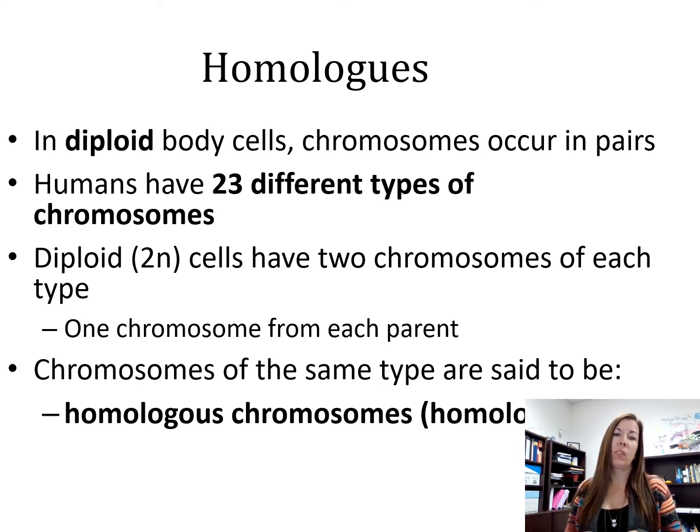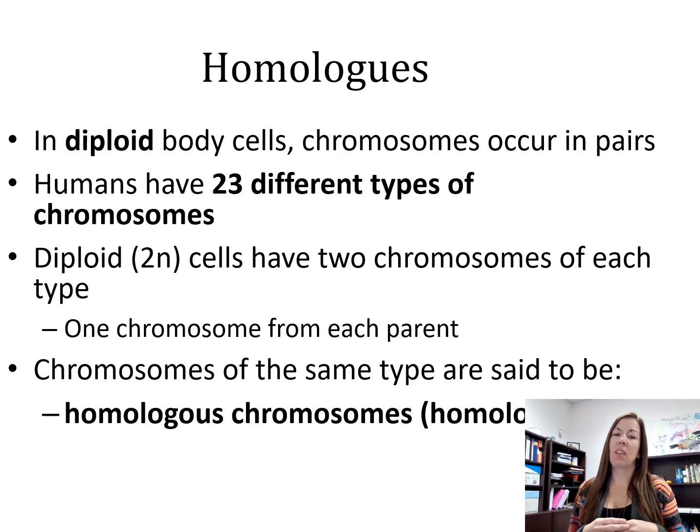So for diploid cells, chromosome numbers occur in pairs. Humans have 23 different types of chromosomes, and in each body cell or somatic cell, those chromosomes are represented in a diploid number because you have a chromosome from each parent. So because it's diploid, you have a chromosome from each parent.